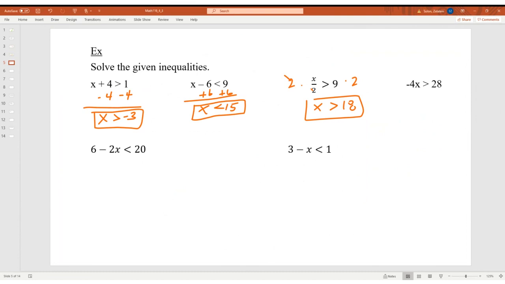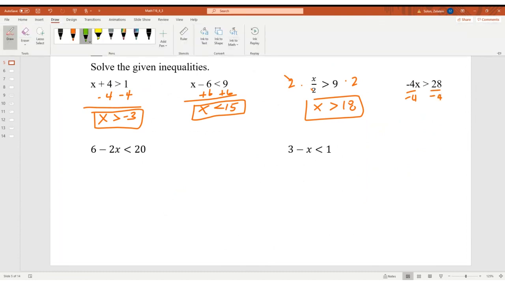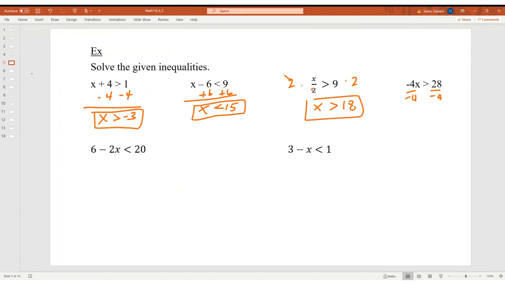So all you have to do is just divide by -4. When you divide by a negative, you have to switch the inequality because we are dividing by a negative number. So this greater than becomes less than. I have x here. 28 divided by 4 is 7, and it is -7. Positive divided by negative is negative. Excellent. Now let's see two-step equations.